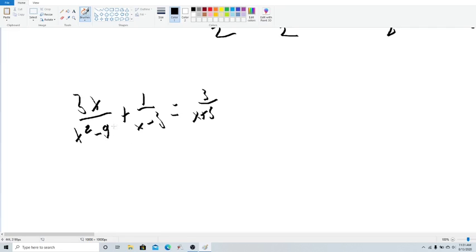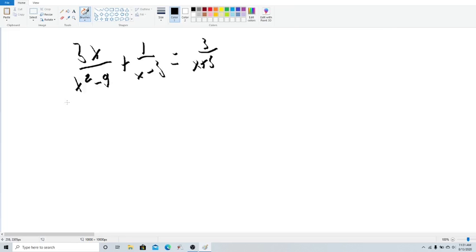So this x squared minus 9 can be factored by difference of squares. We're asking what values multiply out to negative 9 but add up to 0? Well, that'd be negative 3 and positive 3. So it'll be x minus 3, x plus 3.